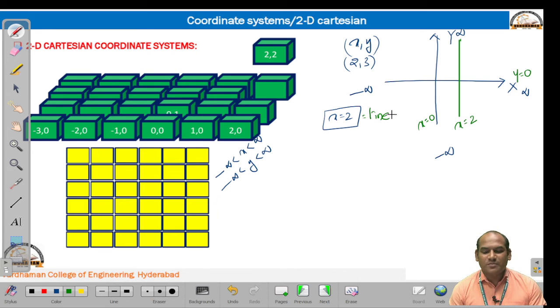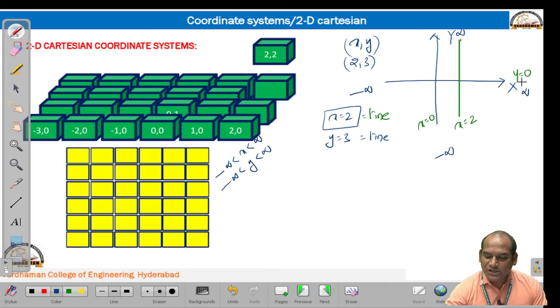Now, how much information do we have? Our point is available on this particular line, not on the left side of the line, not on the right side of the line. That means we are approaching the point. Now, y is equal to 3. If I take y is equal to 3, now you do not know the x value, you have only the y value. y is equal to 3 is also a line. How can I tell that? What is the x axis equation? y is equal to 0.